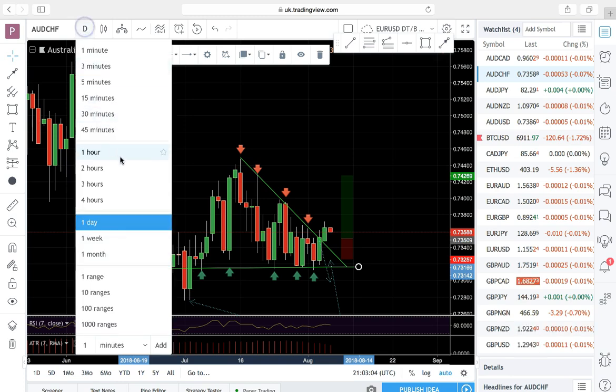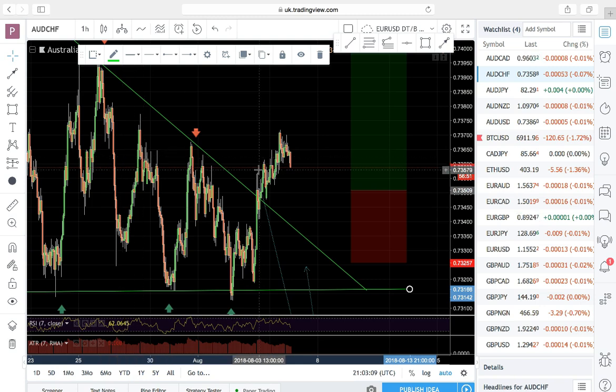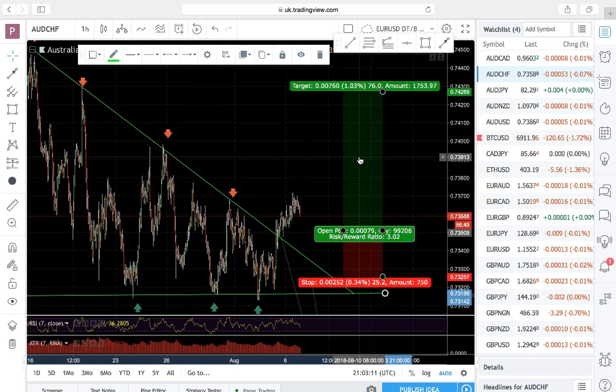So that's the second trade I sent through. Clearly all doing well, but we never know what's gonna happen. They haven't been closed yet.